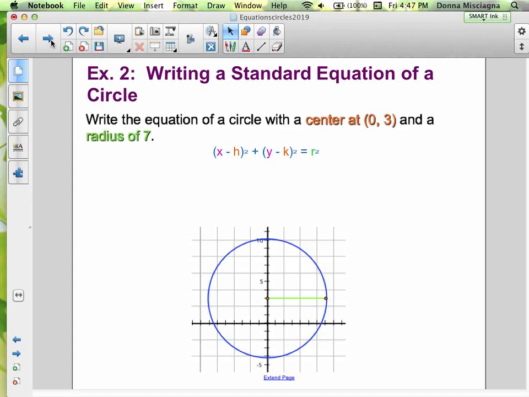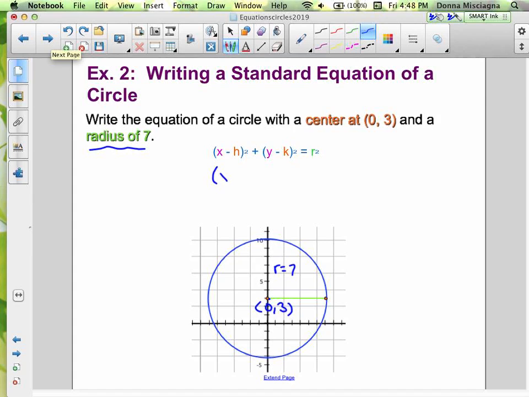All right, so let's write the equation to this circle. This one's not in your notes. The center is at 0, 3. I'll write it down here too. And the radius, you can count here. It tells us that the radius is 7. But you can see we're going from 3 up to 10. So this is 7. We will substitute the values into the equation.